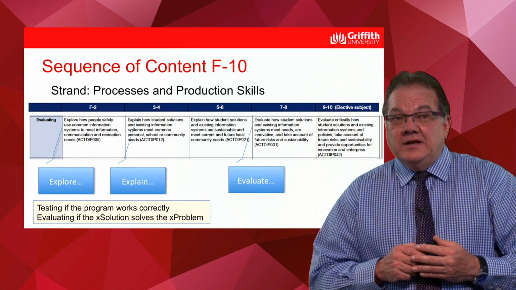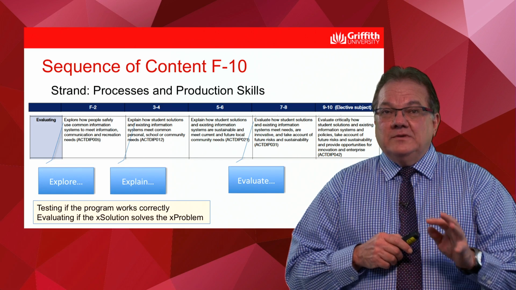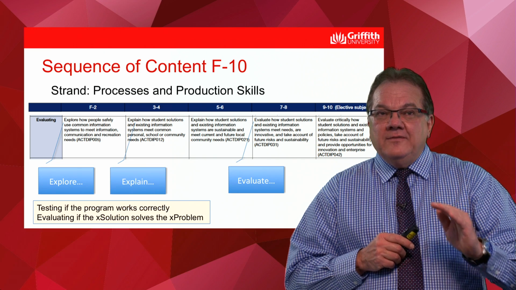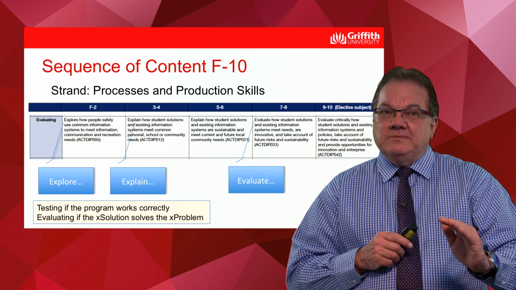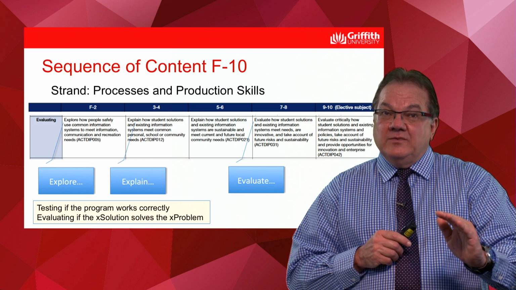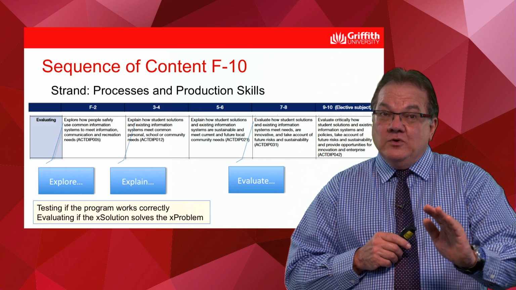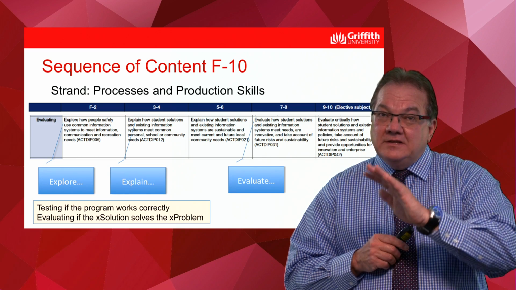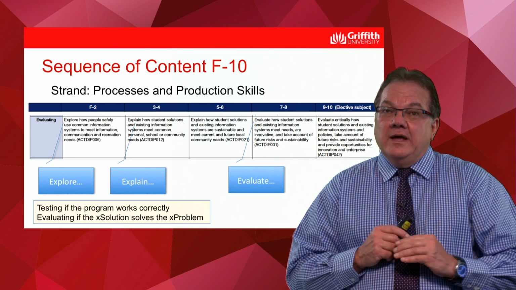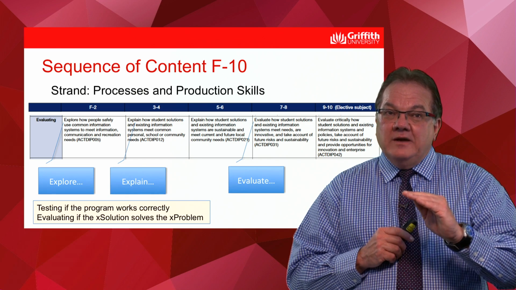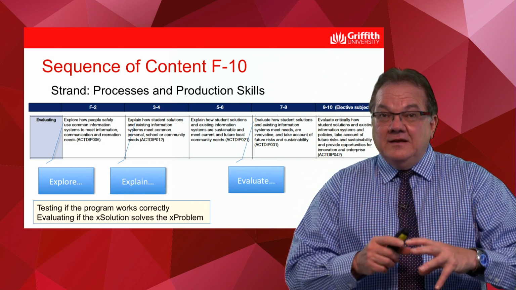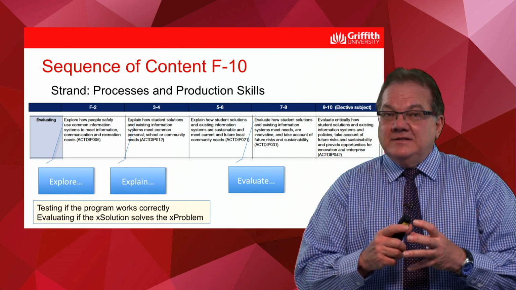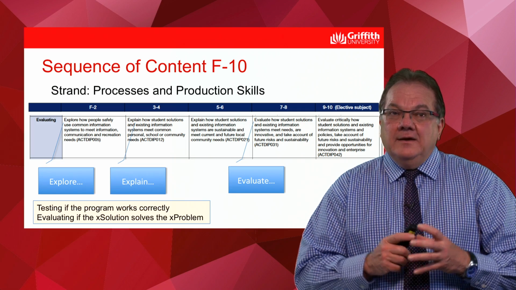The sequence of content F to 2, there's some key words here. You'll notice that these expectations start with, so in F to 2, it starts with exploring. The expectation starts with exploring. And F in 3 to 4 starts with explaining. And as we get through 5 to 6 and move to 7 to 8, then we look at this expectation around evaluating. Testing can occur, for example, more specifically to see if a program works correctly.